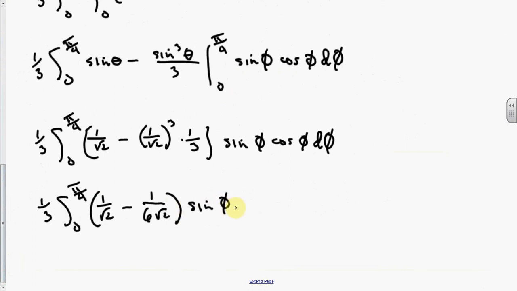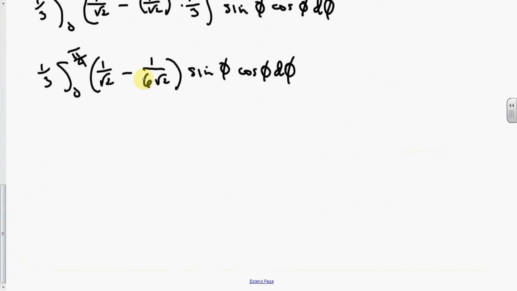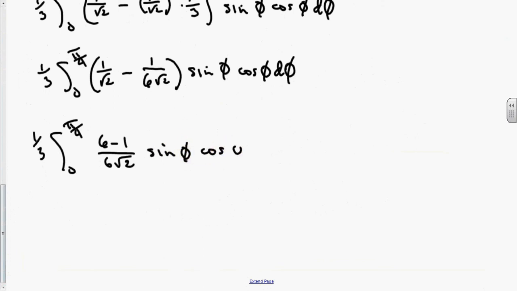Times sine phi cosine phi d phi. Now I can simplify this one more time. Make this denominator 6 times the square root of 2. So this becomes 6 minus 1 sine phi cosine phi d phi.